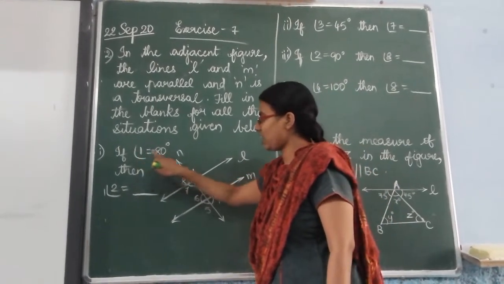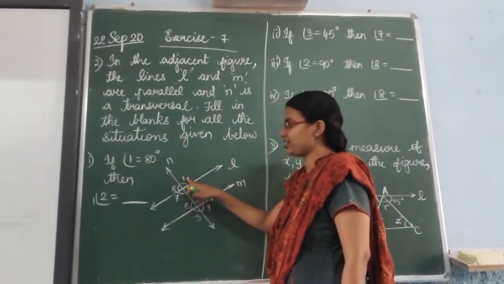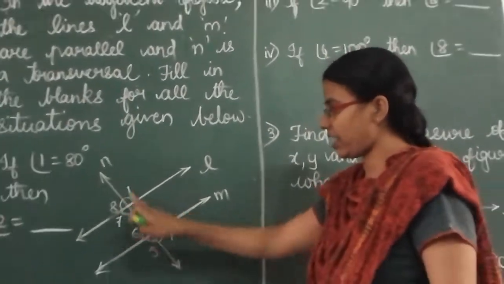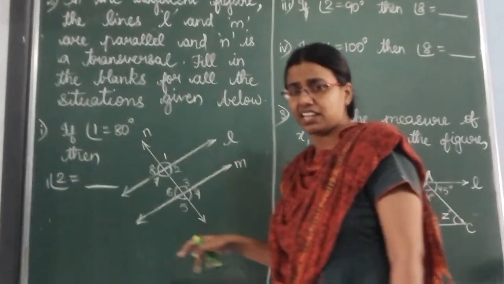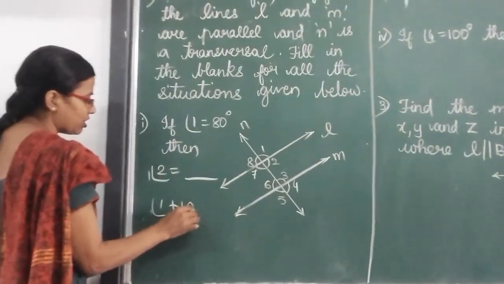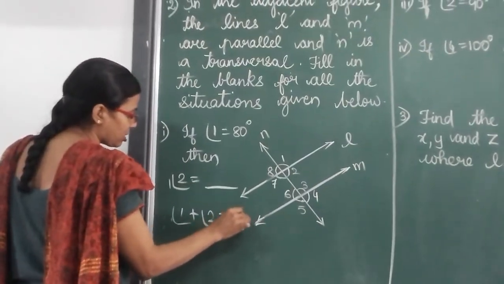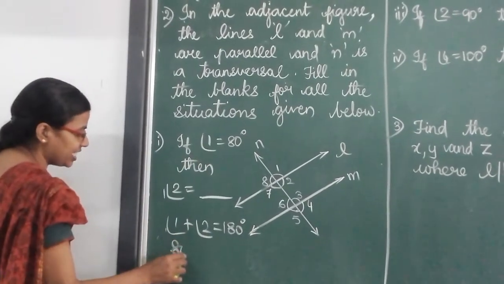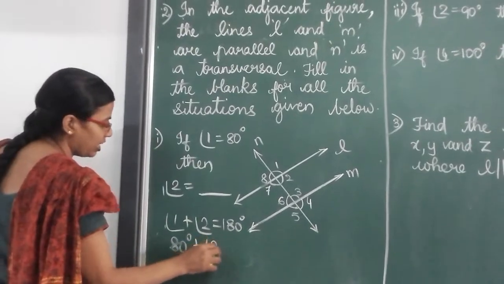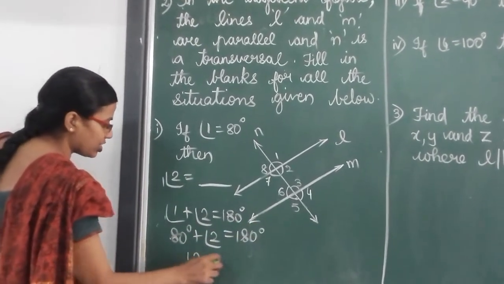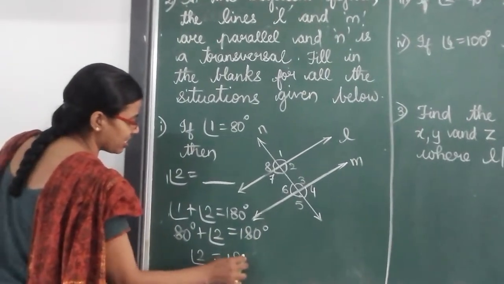So, here angle 1 is equal to 80 degrees. Then, angle 2 is equal to how much? Angle 1 and angle 2 are on the straight line. So, what is the straight angle formed? Angle 1 plus angle 2 is equal to a straight angle, 180 degrees. So, angle 1, they gave it as 80 degrees, plus angle 2 is equal to 180 degrees.